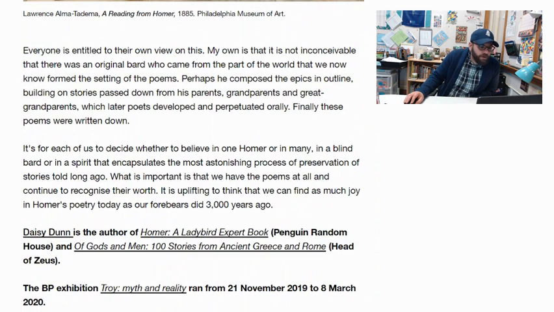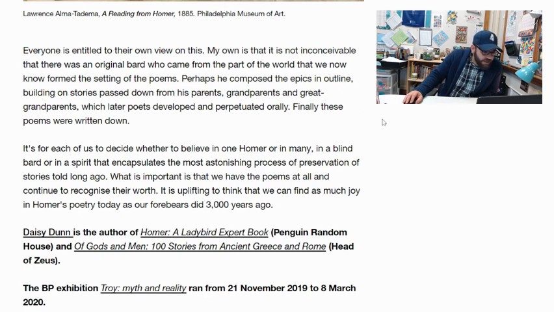Everyone is entitled to their own view on this. My own is that it is not inconceivable that there was an original bard who came from the part of the world that we now know formed the setting of the poems. Perhaps he composed the epics in outline, building on stories passed down from his parents, grandparents, and great-grandparents, which later poets developed and perpetuated orally. Finally, these poems were written down.